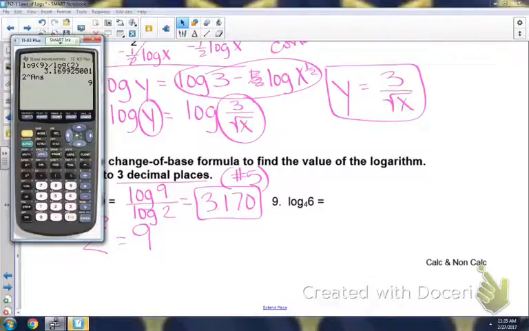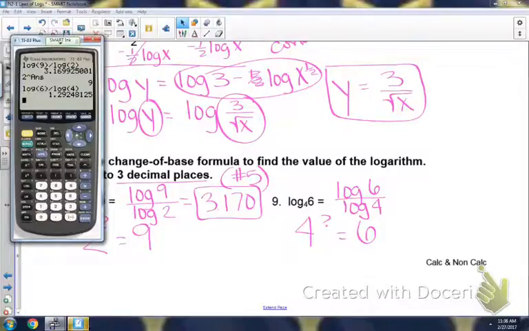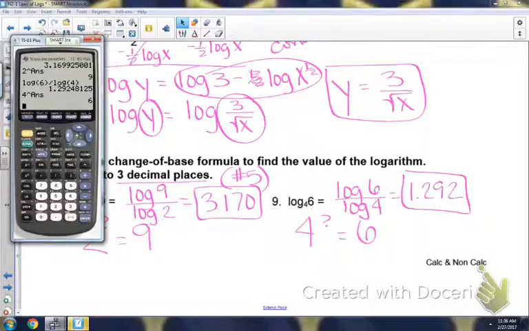Okay, so looking at the last one. Our base is 4, we want to know our exponent, we want it to equal 6. So we're going to use change of base, so take the common log of 6 over the common log of 4. So log of 6 divided by log of 4. We got 1.292. And then again, if you wanted to check it, you could do 4 to that power, and it does give you 6 there.